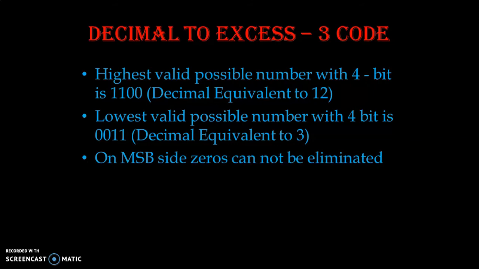On the most significant side, zeros cannot be eliminated. In BCD code as well as in XS3 code, the group of 4 is important, so zeros cannot be eliminated while writing the final answer. Now let us convert a decimal number into XS3. Suppose we take the number 409. First we write each individual decimal digit, so we have written 4, 0 and 9.